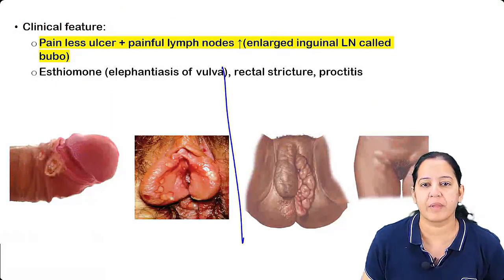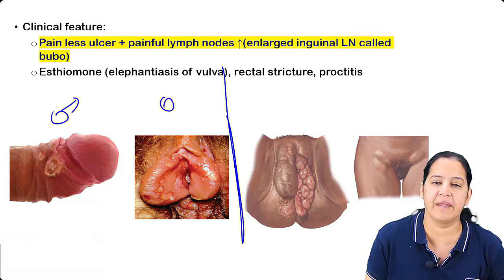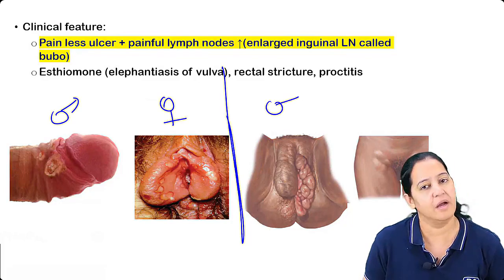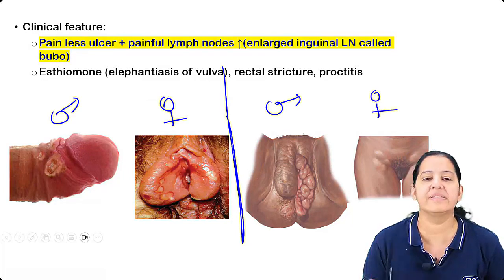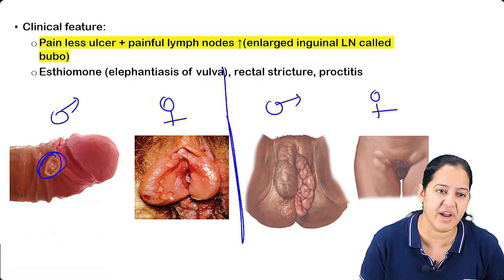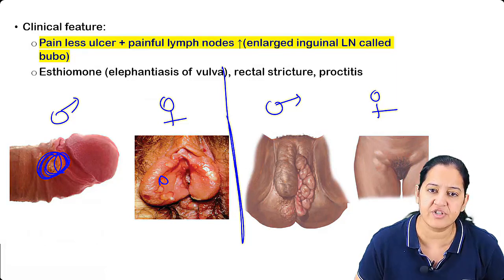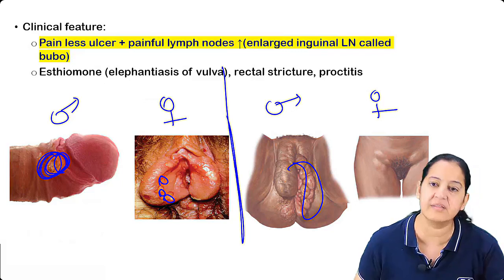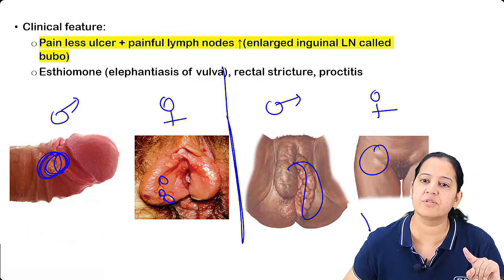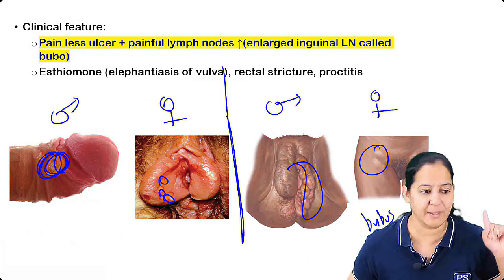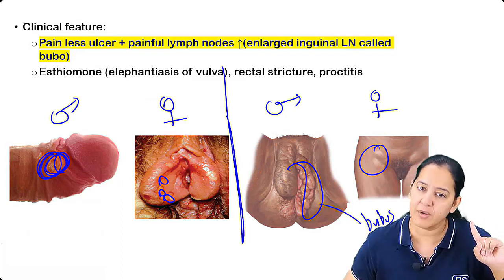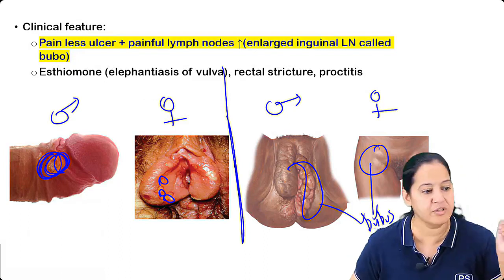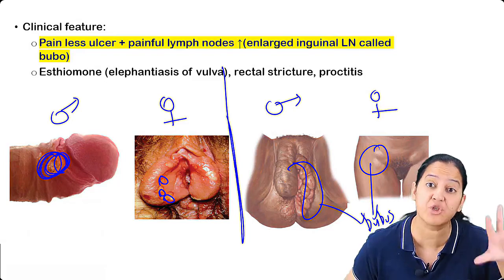Can you see this is the penis of a male, the vulva of a female. In LGV you can see the genital ulcer. Say yes. Can you see these are the genital ulcers? And these are the enlarged lymph nodes, along with the ulcer. The enlarged lymph nodes are known as buboes, like in plague. In male and female, the inguinal lymph nodes are enlarged, known as bubo.